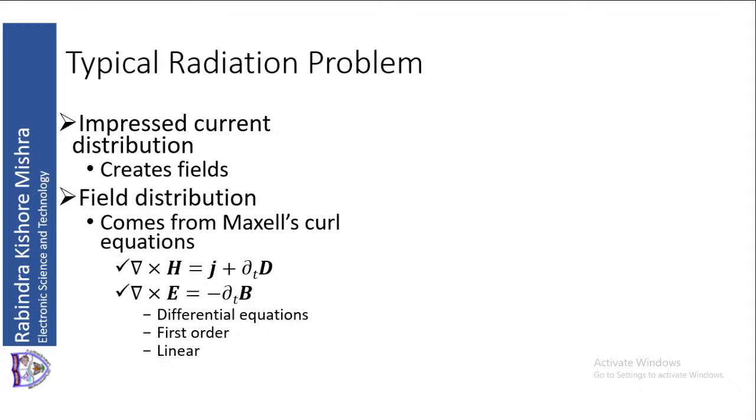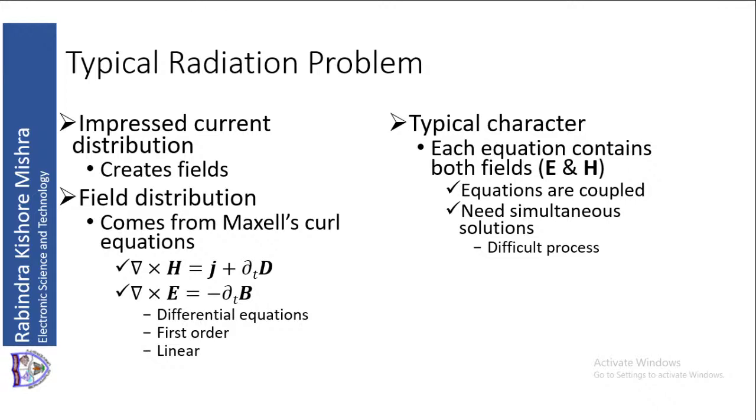These are linear equations. There is no square term or cube term, no higher order term. Therefore, these are all linear equations. A typical characteristic of these equations is that each equation contains both fields. The first equation contains H and D. H is equal to B upon mu 0, or B is equal to mu 0 H. D is equal to epsilon 0 E. So the first equation contains E and H. Similarly, in the second equation, you have E and B. B is equal to mu 0 H. Therefore, the second equation also contains E and H. So both equations contain E and H.